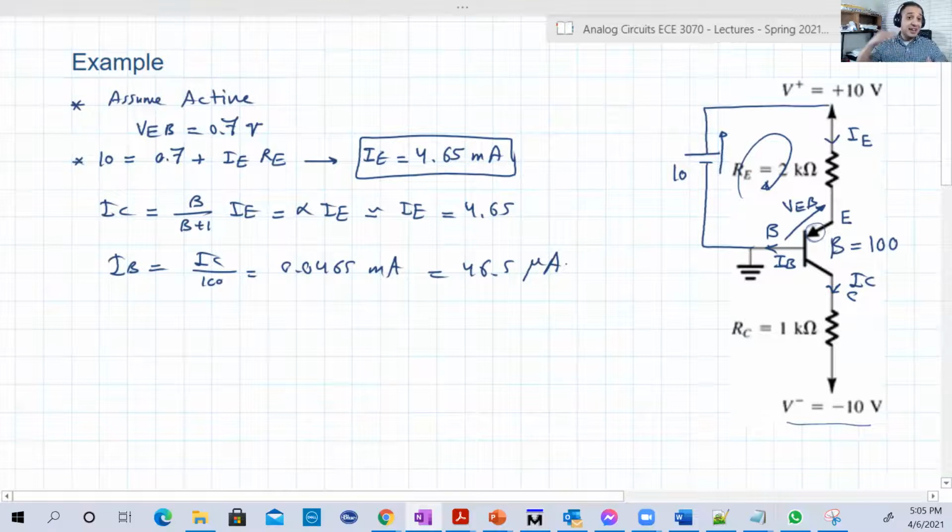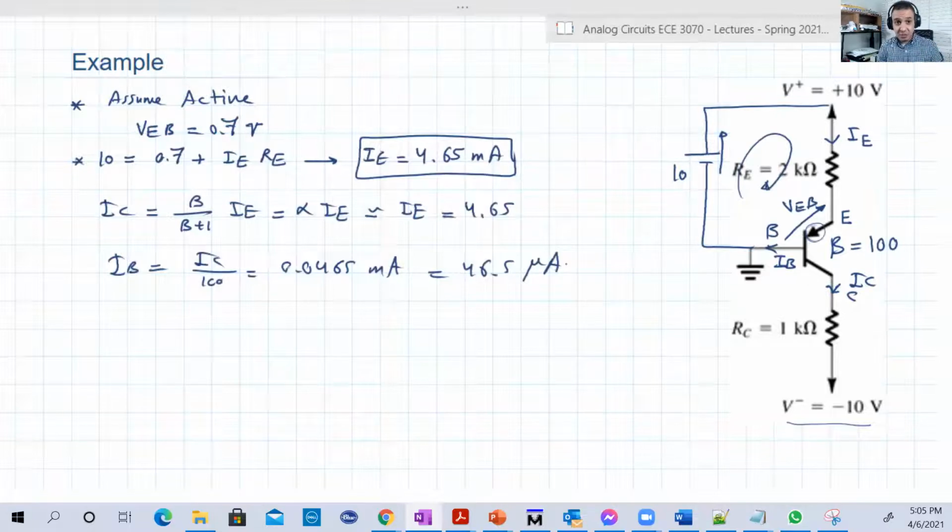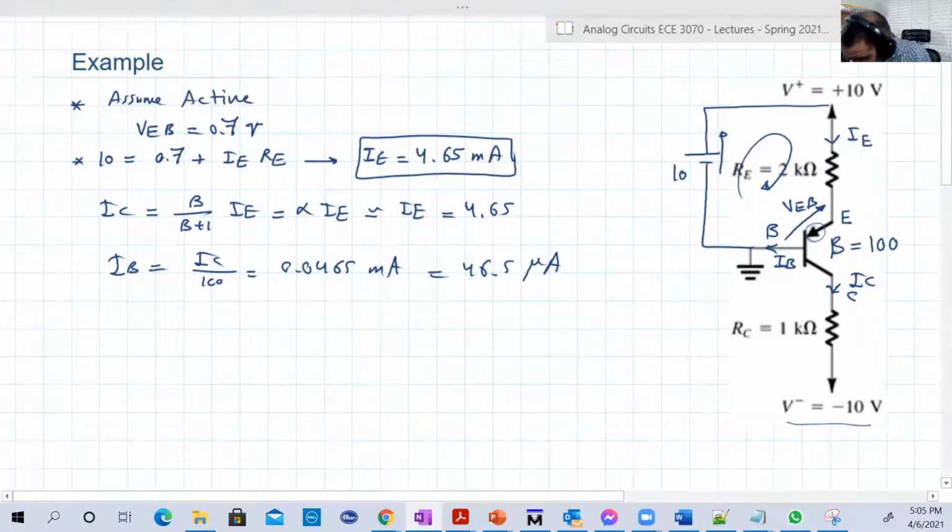Now we should determine VB and VC to compare them, to check that J2, the junction between the collector and the base, is really reverse biased. This is very important. So how can we calculate VB? Let's check. Here is the base. The base is connected to the ground, which is really nice. So VB is equal to 0.